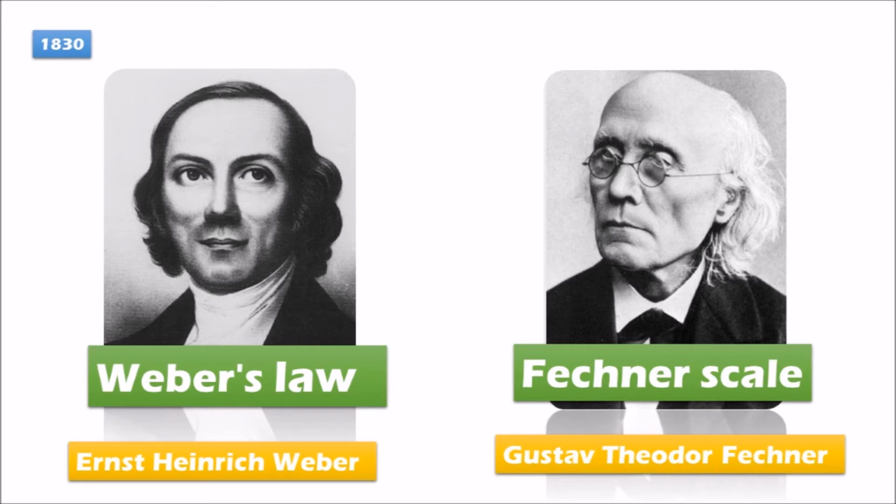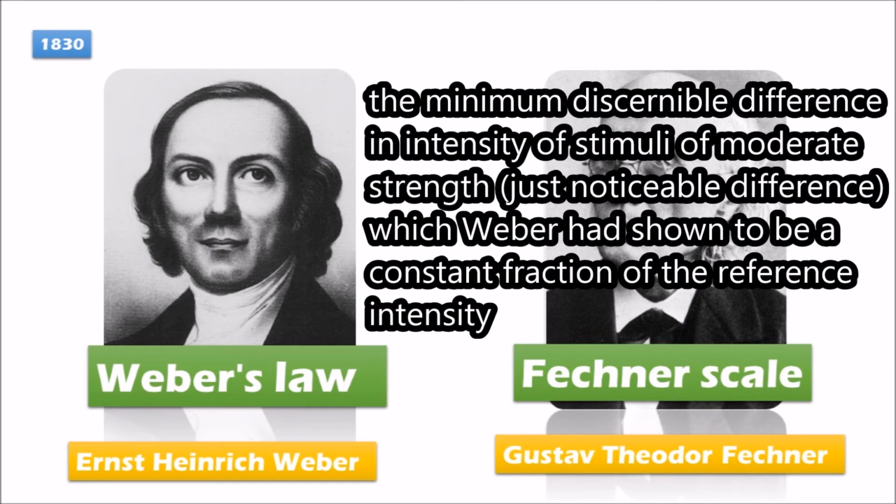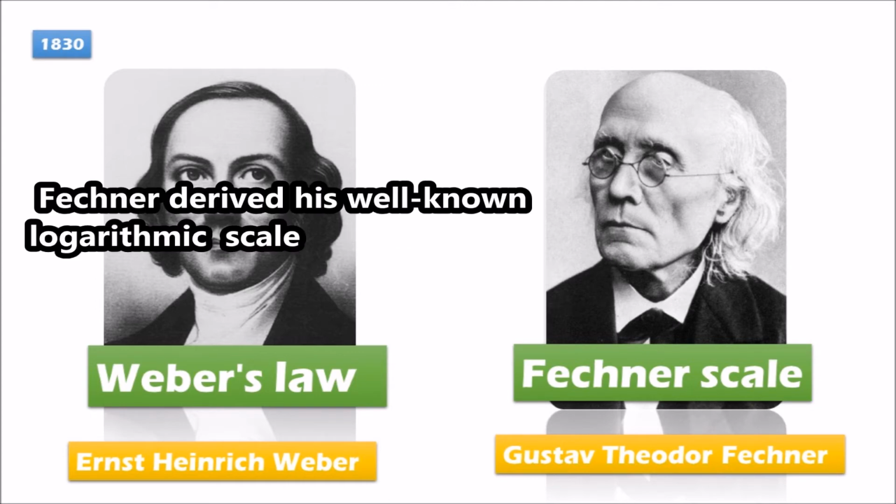It built on earlier experiments in the early 1830s by the German physiologist Ernst Heinrich Weber in Leipzig, most notably those on the minimum discernible difference in intensity of stimuli of moderate strength, the just noticeable difference, which Weber had shown to be a constant fraction of the reference intensity, and which Fechner referred to as Weber's law. From this, Fechner derived his well-known logarithmic scale, now known as the Fechner scale.